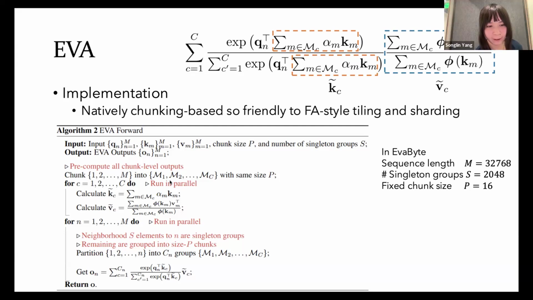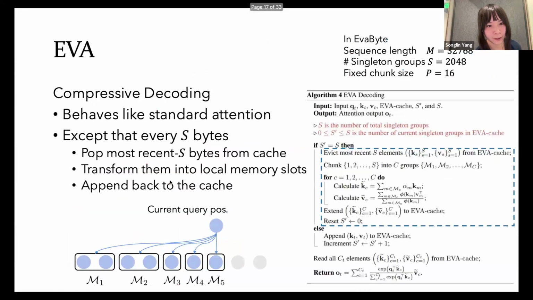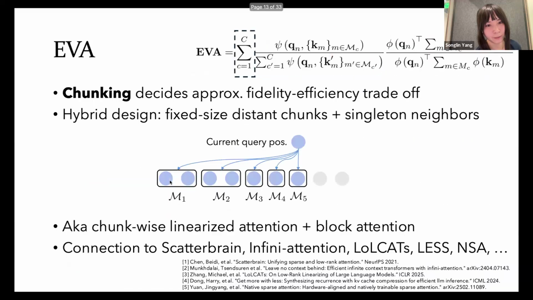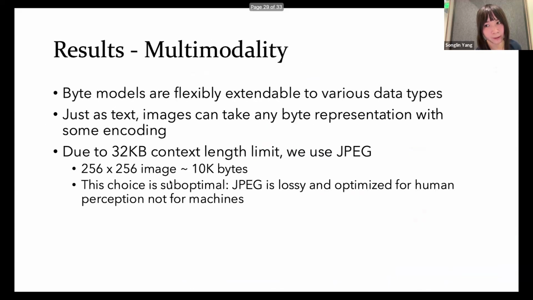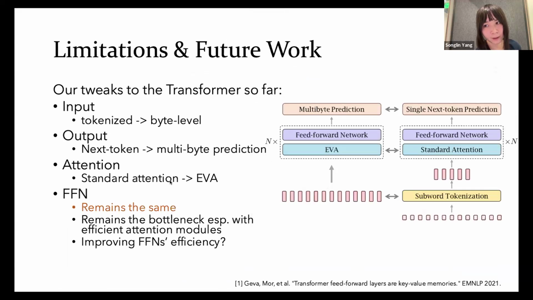I also have several questions. Regarding the computational challenge, you mentioned the FFN layers are still a bottleneck. Have you tried reducing the model dimension? Because the vocabulary size is much smaller, and you probably don't need that large a model dimension to encode this byte-level data. Have you tried that?